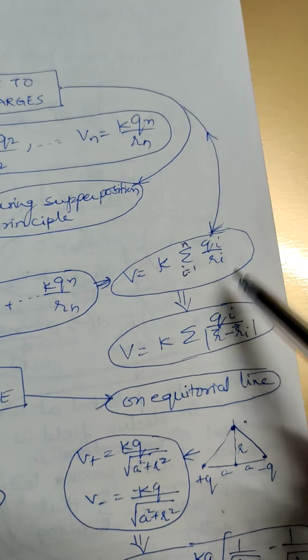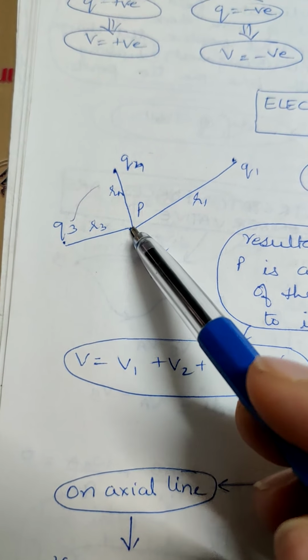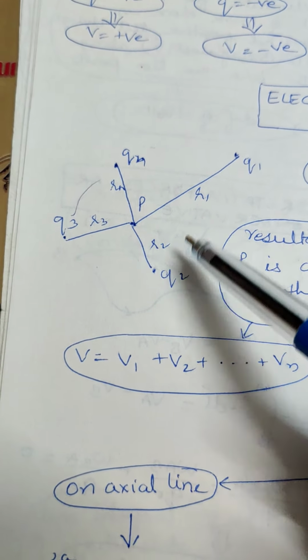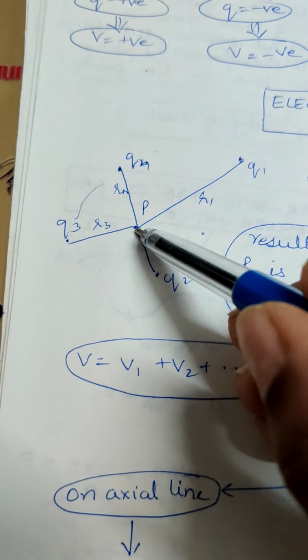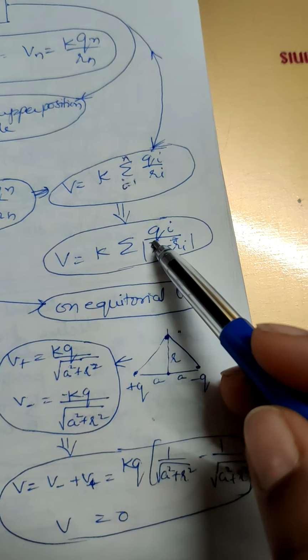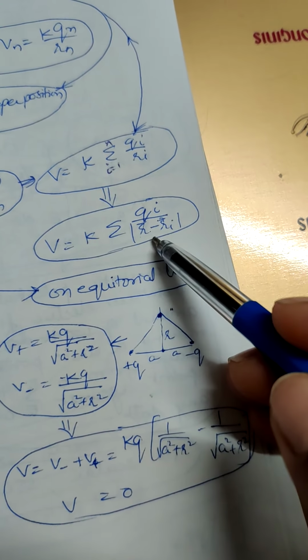Now how to write the resultant? This is the position vector R. If the position vector of point P is R and the position vector of any ith element is Ri, then the displacement vector will be R minus Ri. These are vectors, and when you take the mod of this, it becomes the distance between the two points.